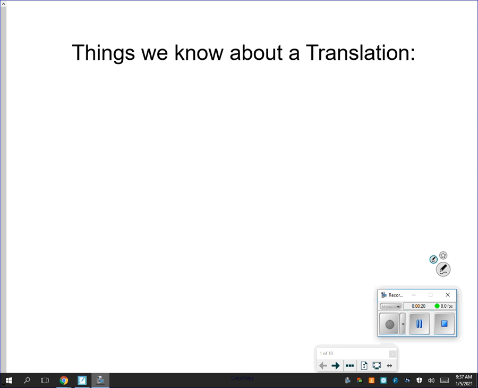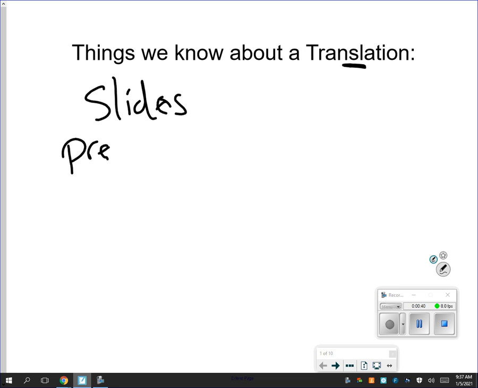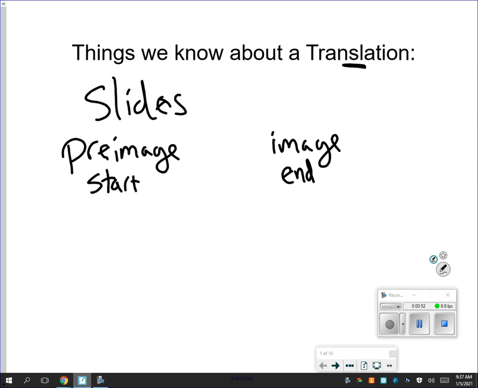So, starting off with things that we know about a translation. The first thing we need to know, if you remember, is that the S-L can give you a clue: a translation just slides an image, moving it from one place to another. The other thing we need to know is that you have what's called the pre-image, which is your start, and the image, which is the end. And one thing that the image will have is the little apostrophe.